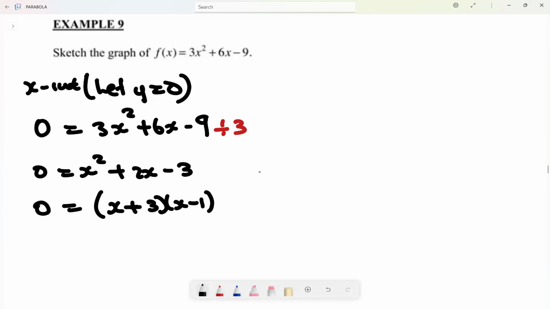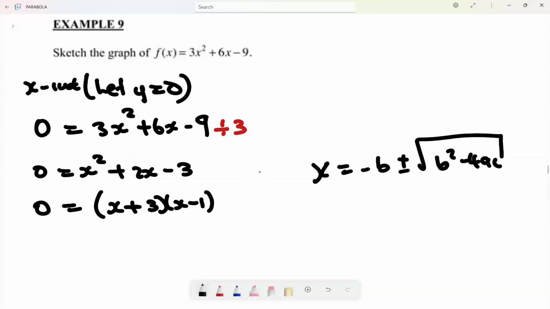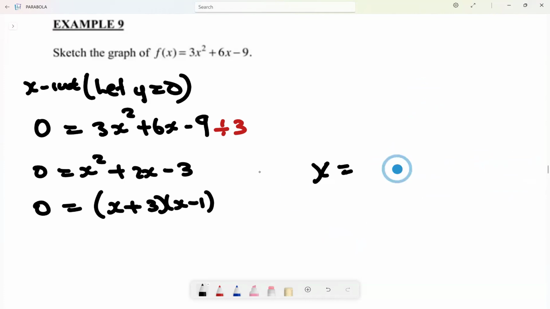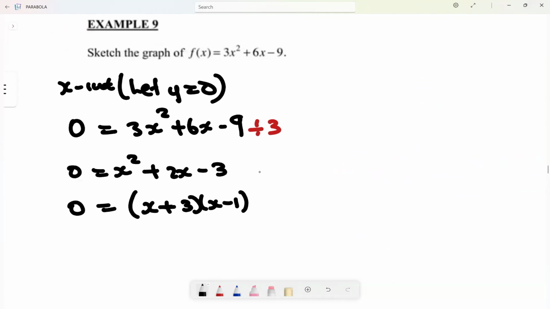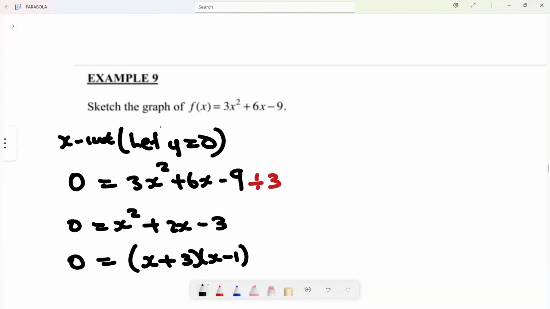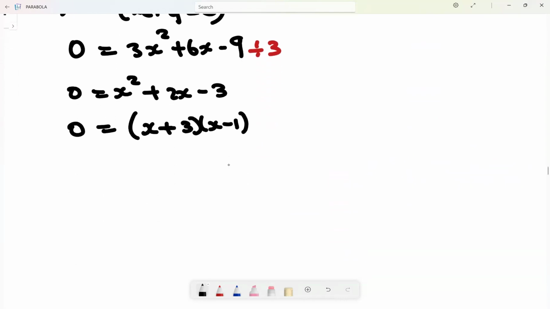Just use the quadratic formula. X is equal to negative b plus or minus the square root of b squared minus 4ac, divided by 2a. It's still correct. You will get full marks. Okay, no, I'm lying. X is equal to -3 or x is equal to 1.